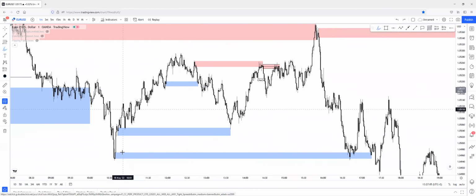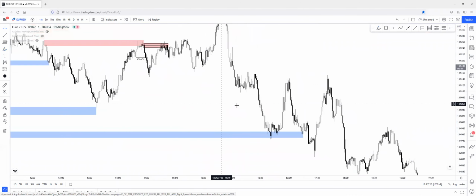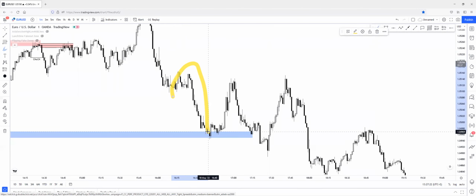Price has still mitigated this demand zone, because I kept it on my chart, because it was still valuable. Even if price has moved far away from this zone, which means you can't set a limit order on it, it's still valuable and it's still there. And as you can see, price has reversed on this demand zone. Price has mitigated this demand zone.